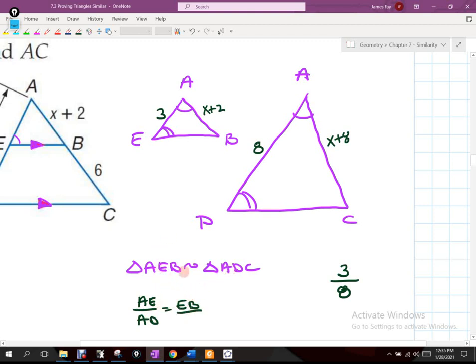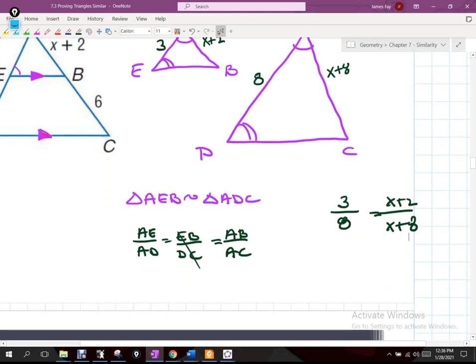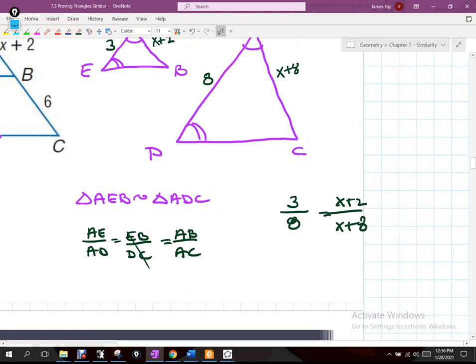EB, which we don't know that length, should match to DC, which also we don't know that length. And the last one should be AB compares to AC, which we do know those. AB, X plus 2, AC, X plus 8. Cross multiplying, we get 3x plus 24 equals 8x plus 16. 5x ends up equaling 8. X then is equal to 8/5.